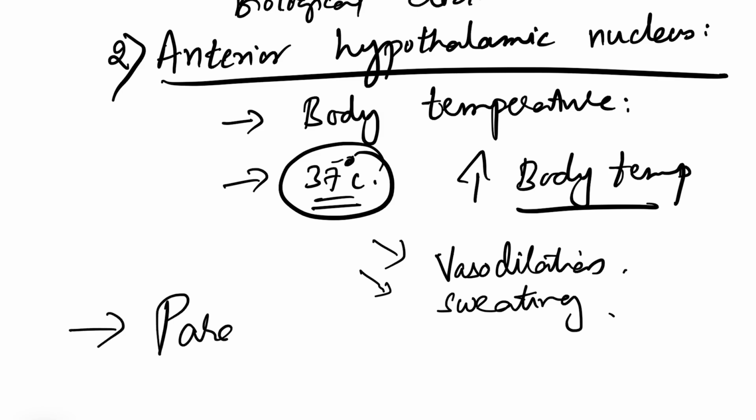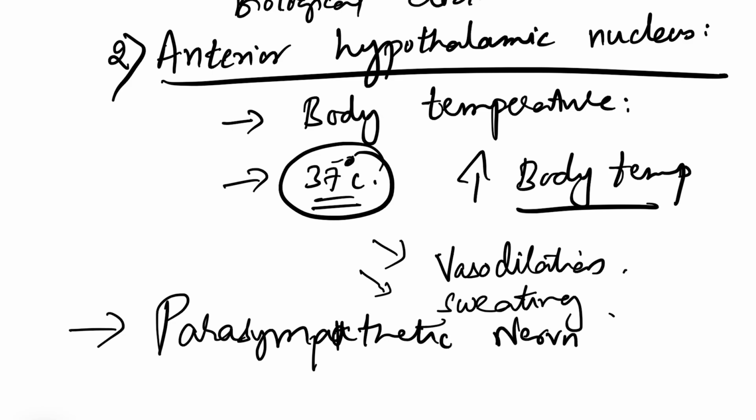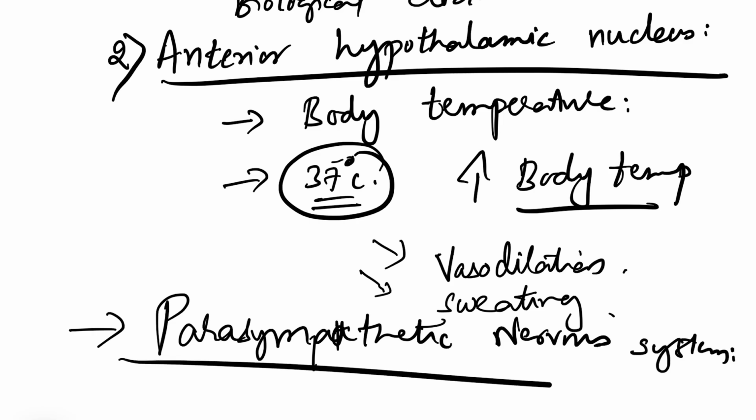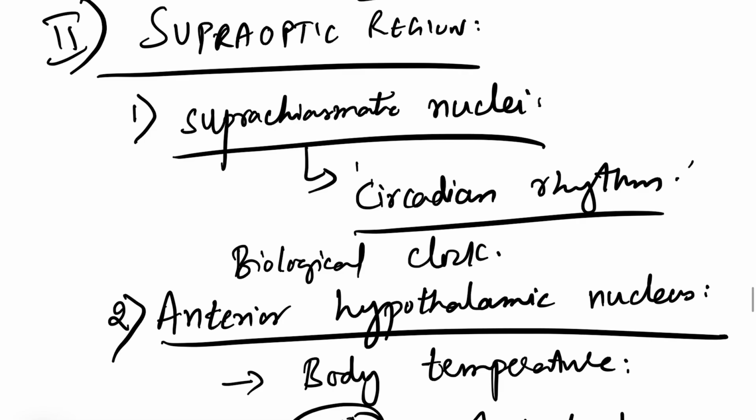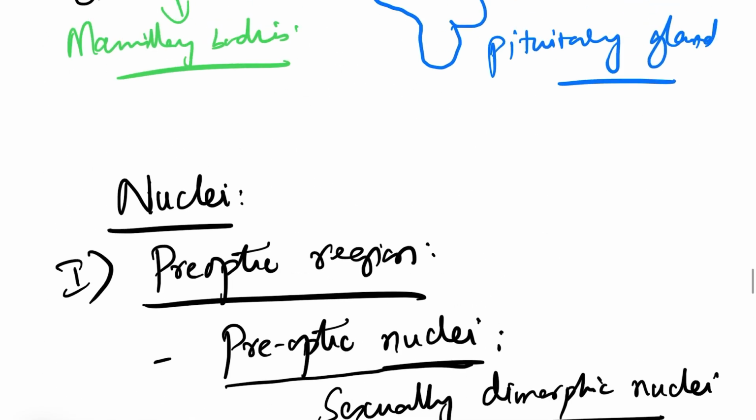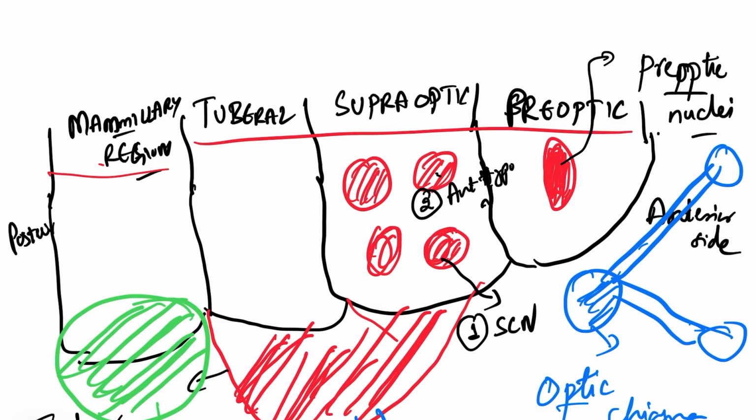Also in this anterior hypothalamic nuclei, we can see there are neurons for the parasympathetic nervous system. We'll discuss this in detail in the section of functions. Right now just remember, the anterior hypothalamus also serves the functions of the parasympathetic nervous system, that is, whenever it is stimulated, the parasympathetic nervous system is stimulated. So we have discussed the two nuclei present in the supraoptic region. Now the third important nucleus is the supraoptic nucleus.